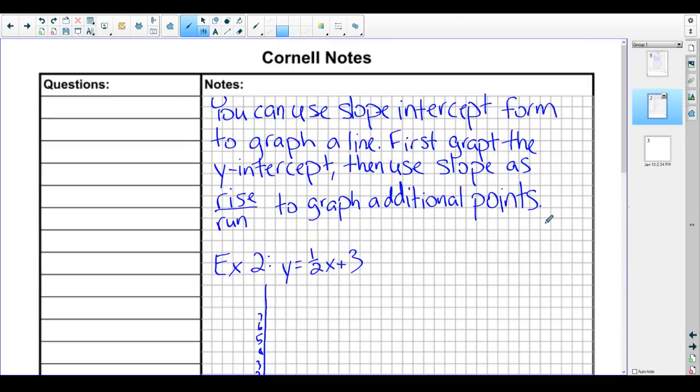Alright. So on the back, the second part of the notes, you can use slope-intercept form to graph a line. First you graph the y-intercept, then use slope as rise over run to graph additional points.